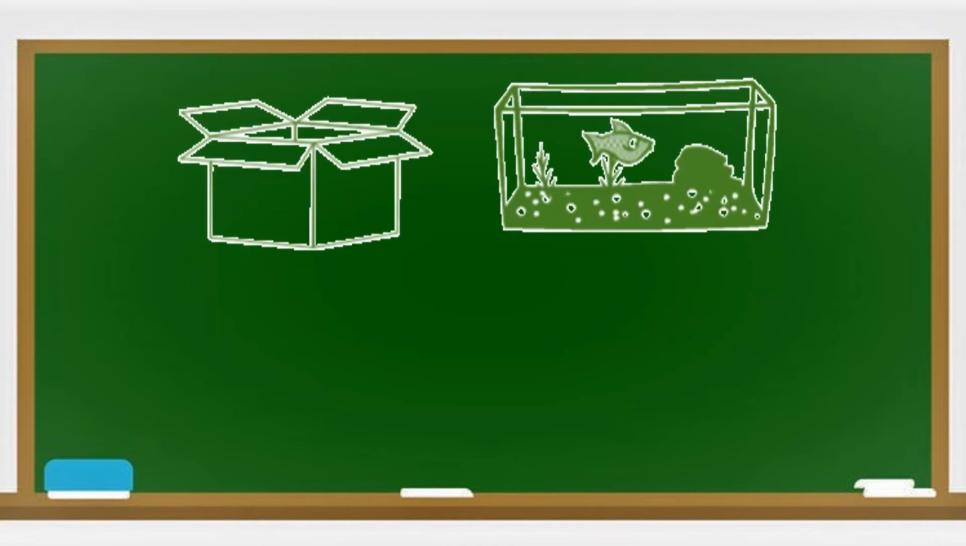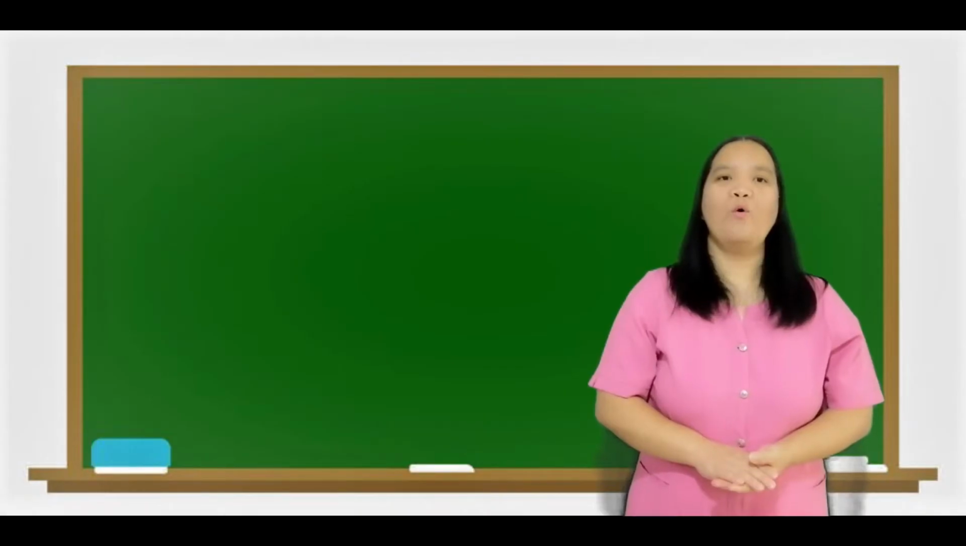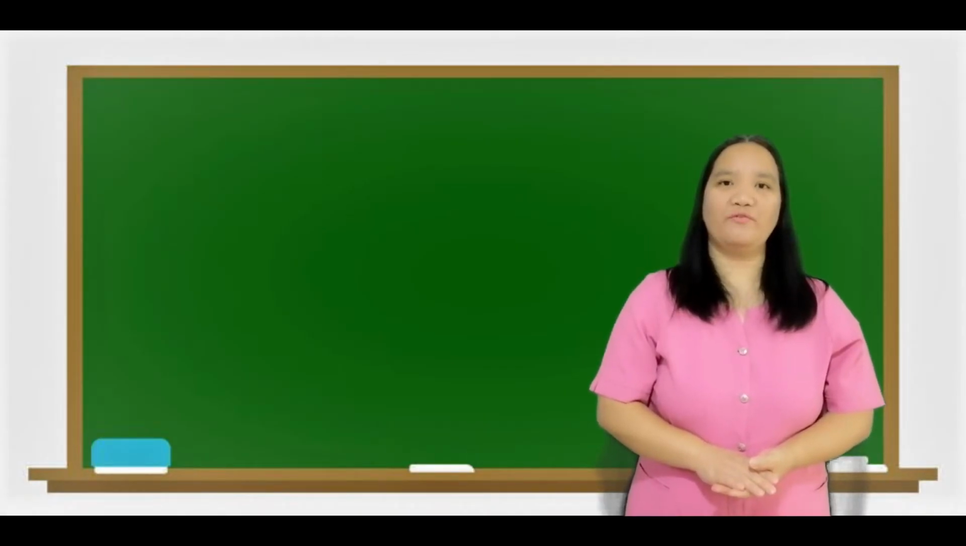The first image represents a cube, and the second one represents a rectangular prism. Cubes and prisms are called space figures or solid figures. Solids are three-dimensional objects that have a length, width, and height. What's new on page 5?